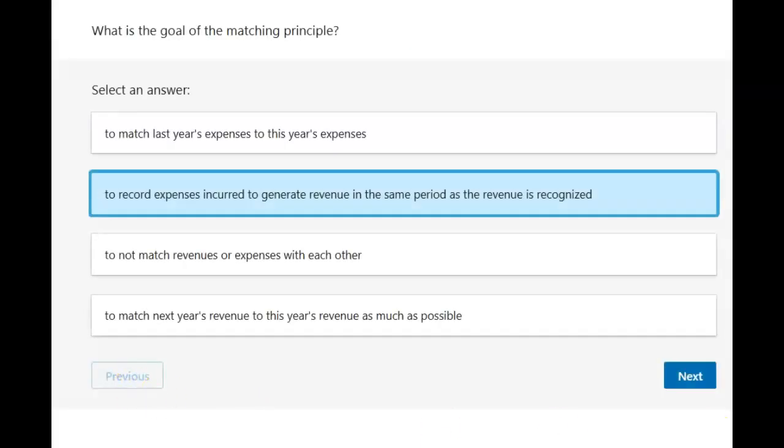Let's take a look at these 14 questions related to generally accepted accounting principles, which also goes by the name GAAP. All right, so what's the goal of the matching principle? Well, I think the second one is the most appropriate response here. Remember that according to GAAP, we record revenues when they're earned, and then we match the expenses to them. So the second one that reads to record expenses incurred to generate revenues in the same period as the revenues recognized. To me, this is the most correct statement.